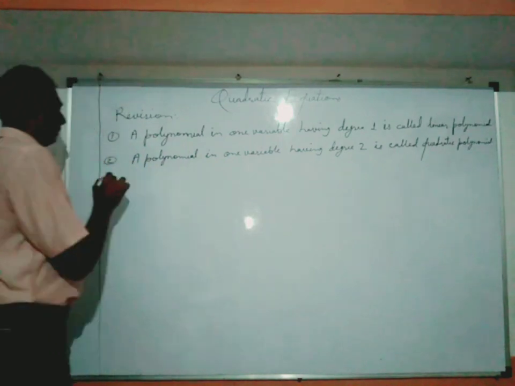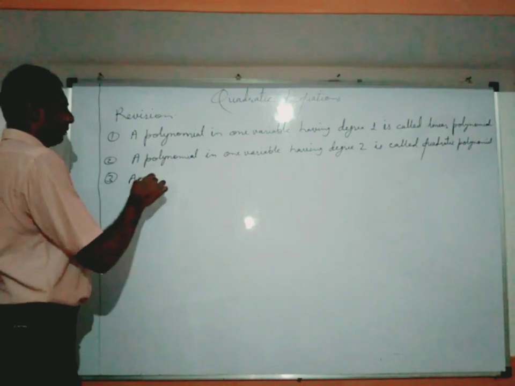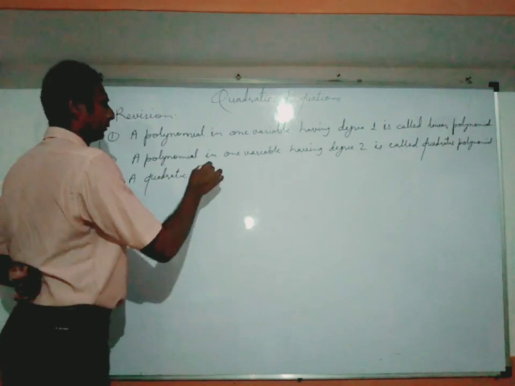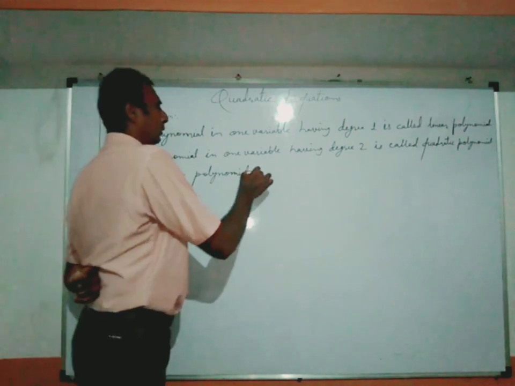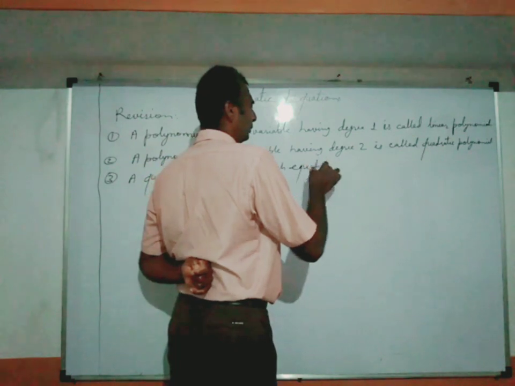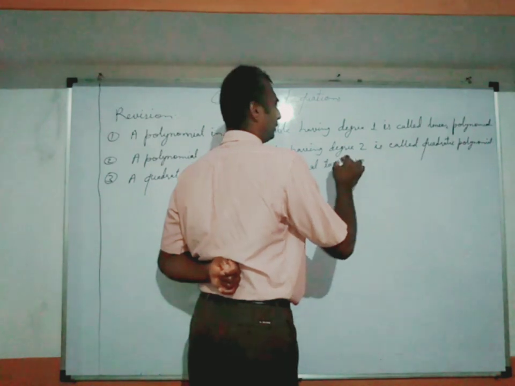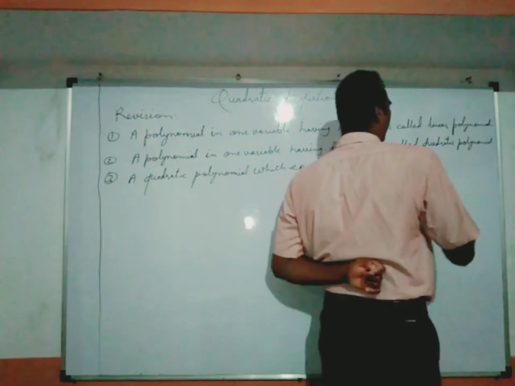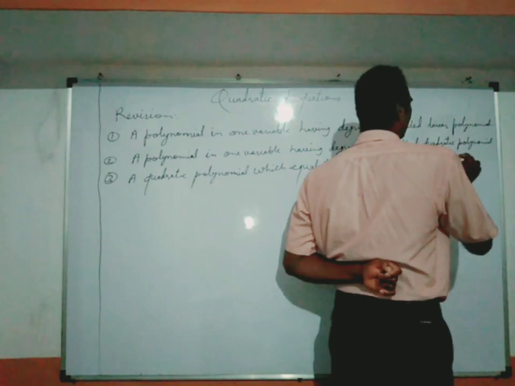Okay. Number 3, a quadratic polynomial which equal to 0 is called quadratic equation.